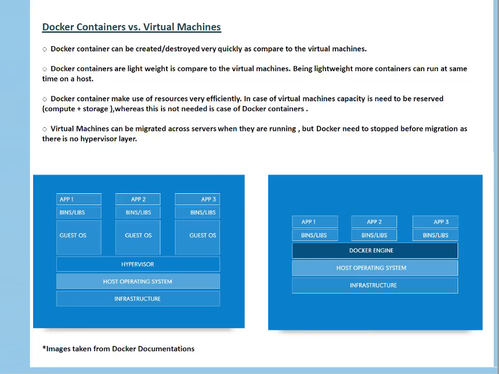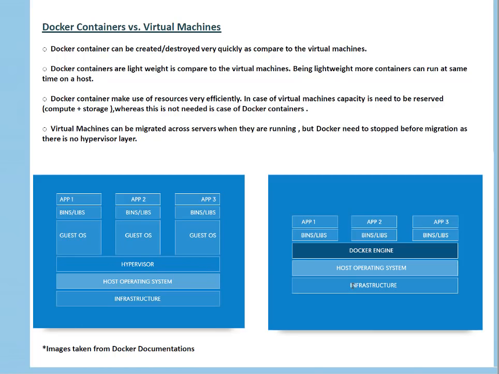And this is the image which I took from the Docker documentation to easily demonstrate how VMs work and how Docker works. So infrastructure is your server, which may be a physical server or virtual server. On that you install your host operating system. After that, there is the hypervisor layer. On that hypervisor layer, you create guest operating systems like here, and on those guest operating systems, you install your application. So there is a hypervisor layer in between.